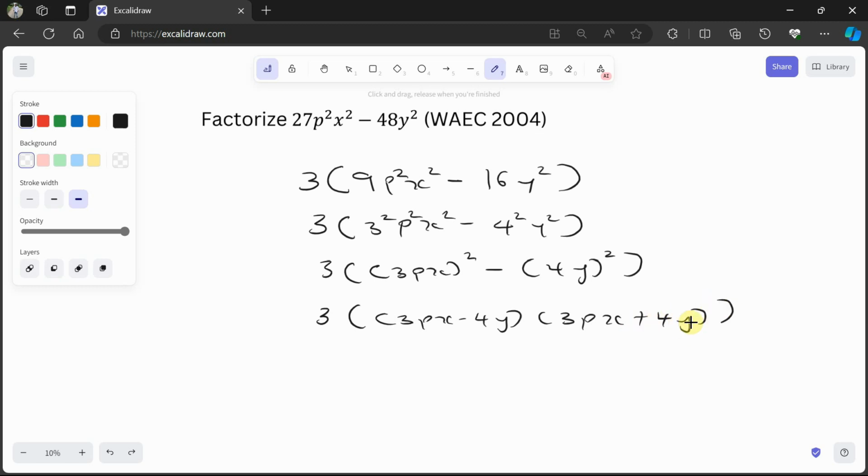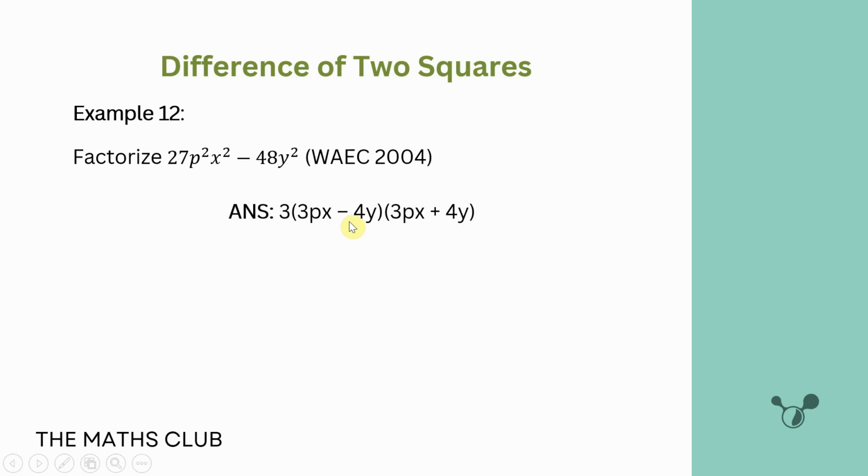Since there's already a difference of two squares, you can see it's a square and a minus. As far as it's a difference of two squares, we can use our formula. So our final answer is just 3 open brackets, 3px minus 4y and then 3px plus 4y. So this is basically it. Let's see if our answer is correct. So you see 3px minus 4y and 3px plus 4y.